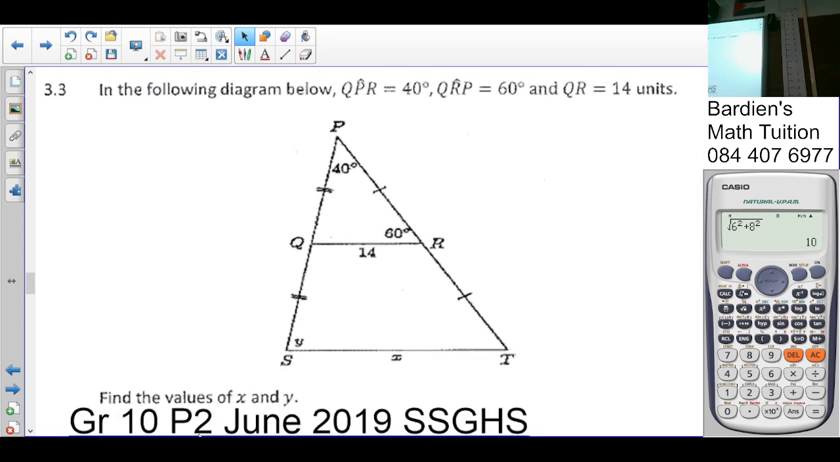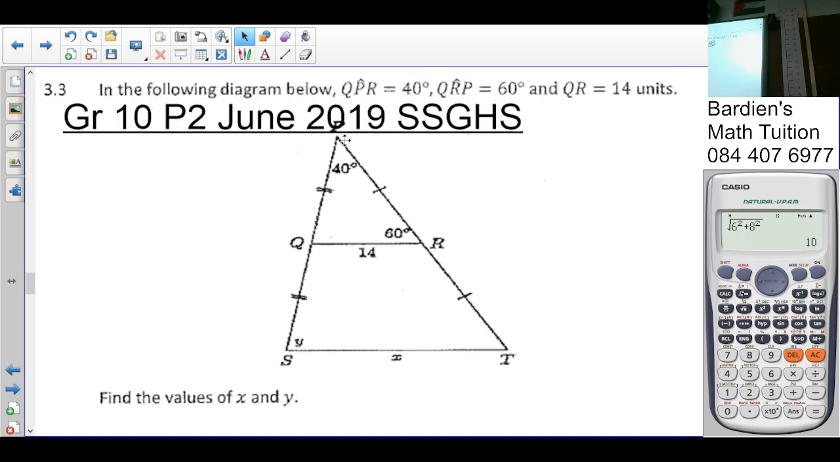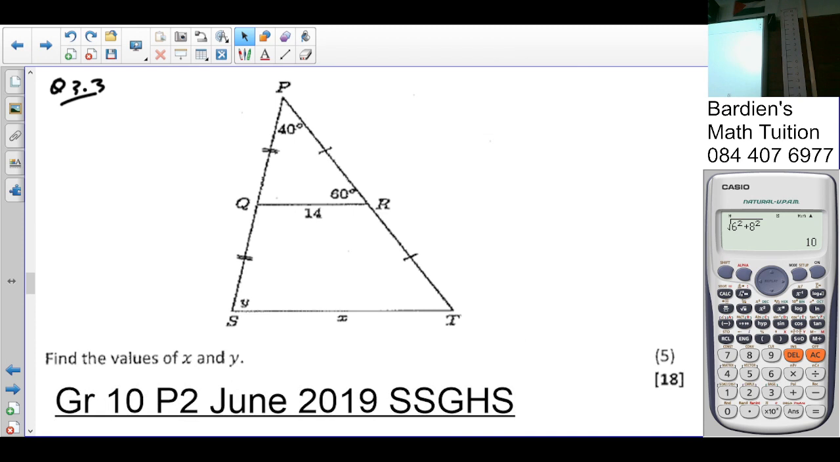We are told that in the following diagram below, angle QPR is 40 degrees, angle QRP is 60 degrees, and QR is 40. That's 3.3. The question says, calculate the value of x and y. People, what do you notice here? Midpoint theorem can apply. Why? Because we've got 2 midpoints being joined.